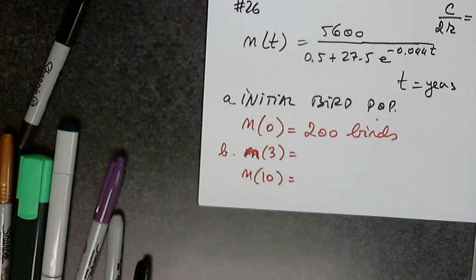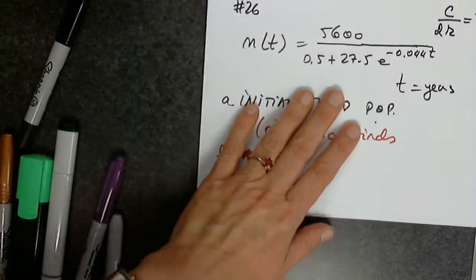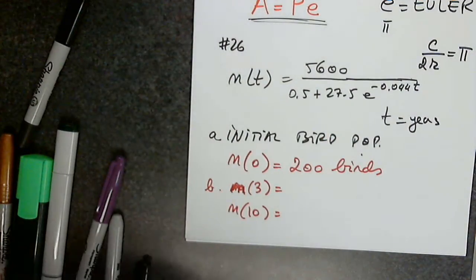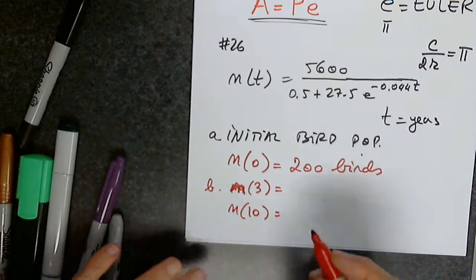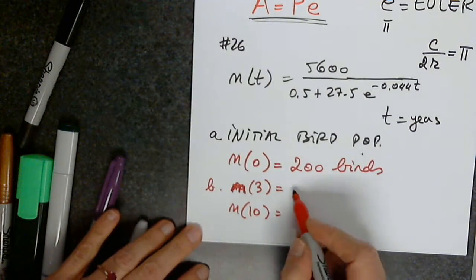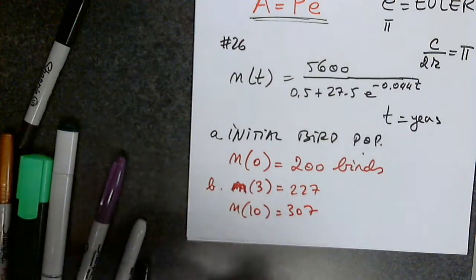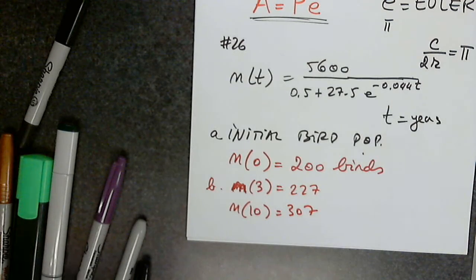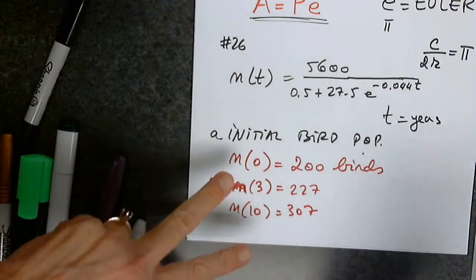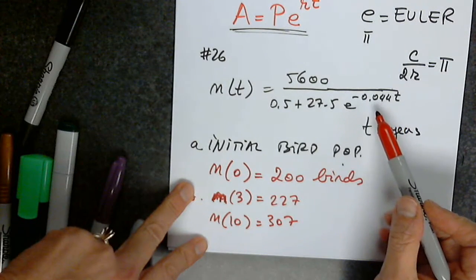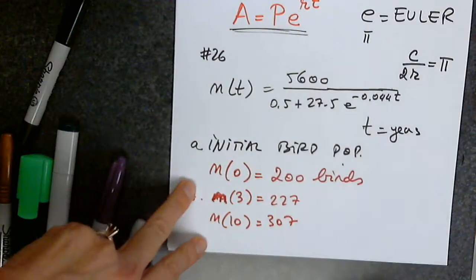Let's take a look, and we'll figure it out in a minute. So why am I saying it's not possible? Let's analyze. Let me write the answer just for 3 and 10: 227 and 307. You cannot round up, even if it's 307.5, because we can't have 307.5 birds, right? Okay, so just 307. So let's talk about this for a moment, and then we'll figure out if that's correct.